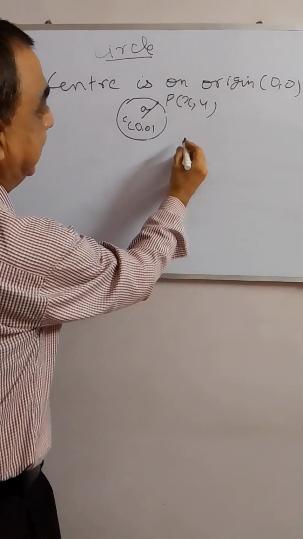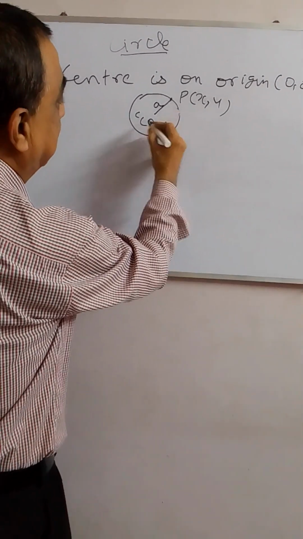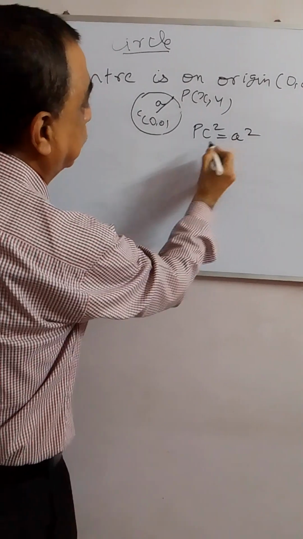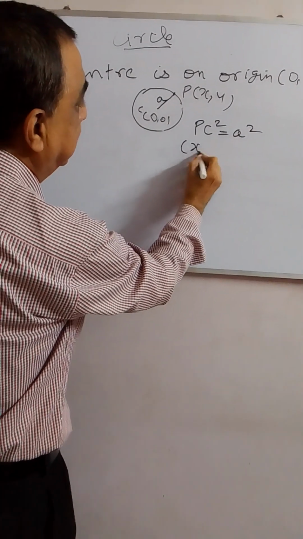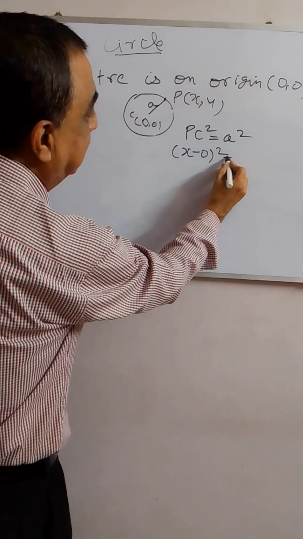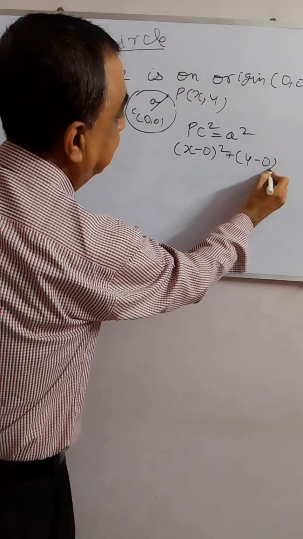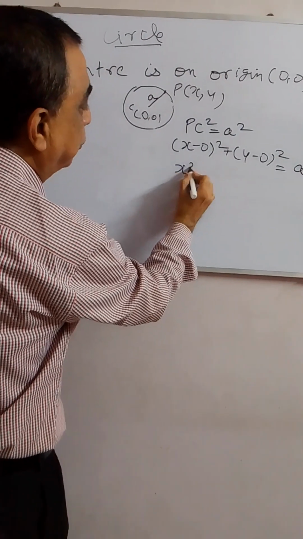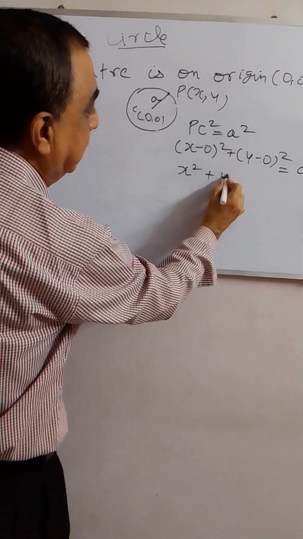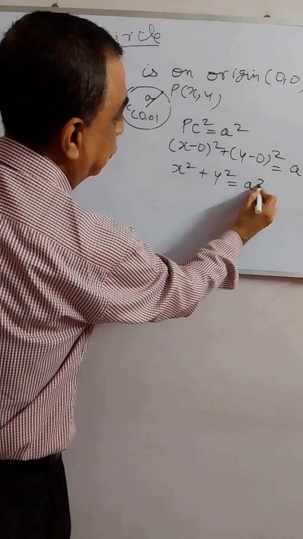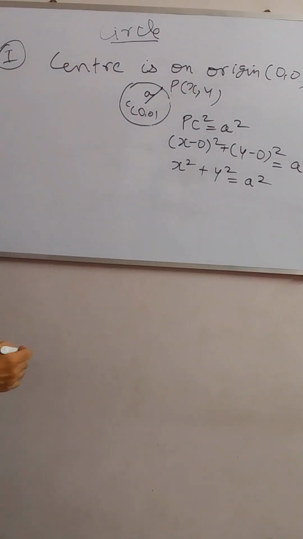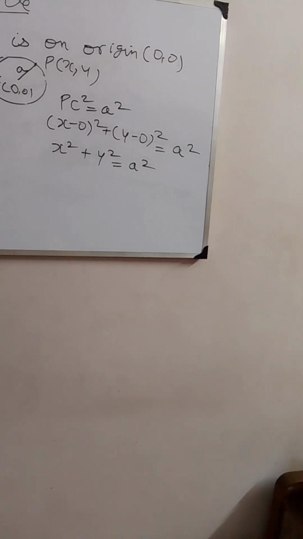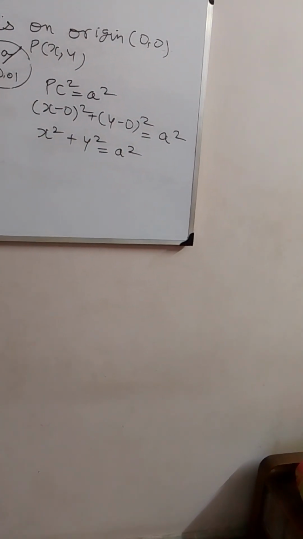So what will be a then? PC squared will be equal to a squared. So this will be x minus 0 whole squared plus y minus 0 whole squared equals a squared. On solving, what we get is x squared plus y squared equals a squared. So this is the equation of the circle whose center lies on the origin.